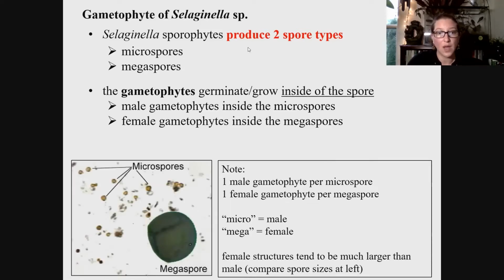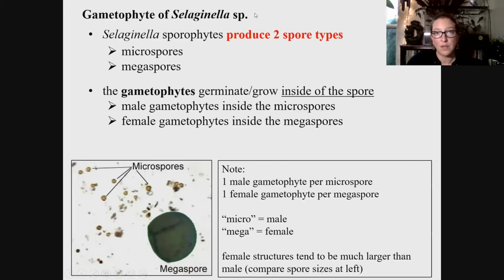On the left here, you have a megaspore, which is this big giant ball. And all these little dusties around it are the microspores. Notice the size difference, hence why they are called microspores, and hence why the spore that grows the female gametophyte is called megaspore. So there's one male gametophyte plant per microspore, and there's one female gametophyte plant per megaspore. This is what I had just said.